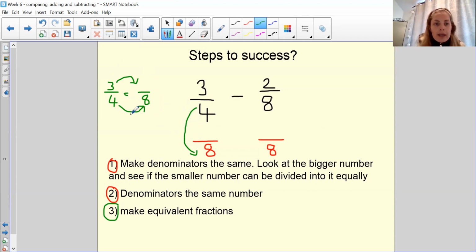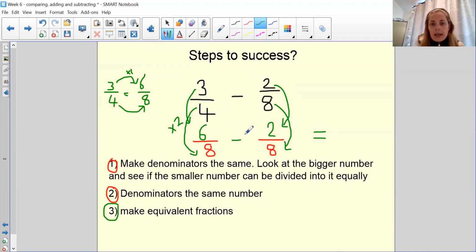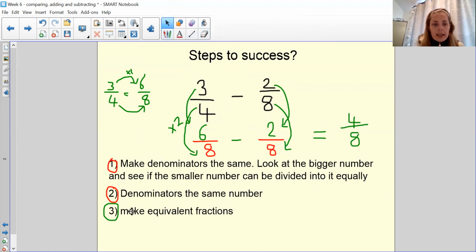So now I say, what do I do to 4 to get 8? So I times it by 2. So whatever I do to the one number, I must do to the other number. So I'm going to say 3 times 2 is going to be 6. So I'm going to put my 6 here. And now I say, what do I do to the 8 to get 8? If you want, you can draw little arrows like that as well. I did nothing. So what am I going to do to the 2 now? I'm going to do nothing to 2. And then I put my subtraction sign in there to make sure that I am going to subtract these numbers. Right, 6 minus 2 is 4. And I leave the bottom number the same. Okay.